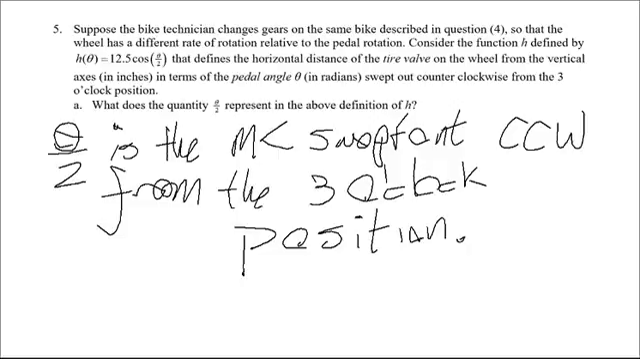Okay, so in the last video, we were discussing part A of question 5 in investigation 6, module 5. And we were asked the question, what does the quantity theta over 2 represent in the definition H of theta is 12.5 times the cosine evaluated at the argument theta over 2, and we said that this is the measure of the angle swept out counterclockwise from the 3 o'clock position.